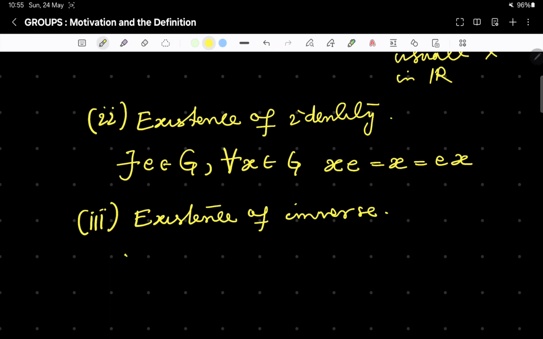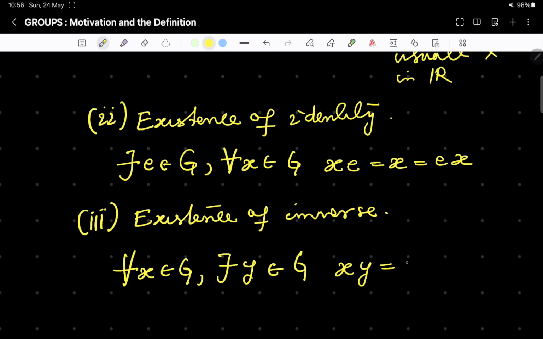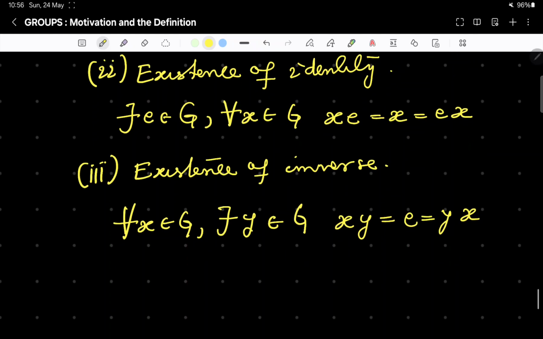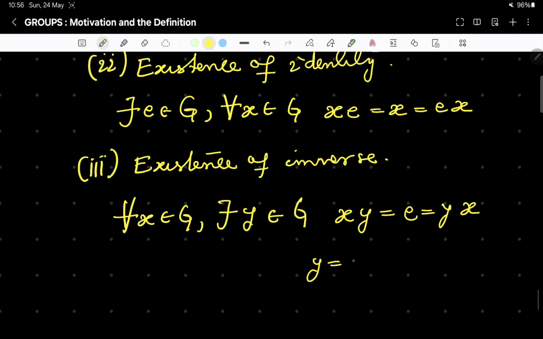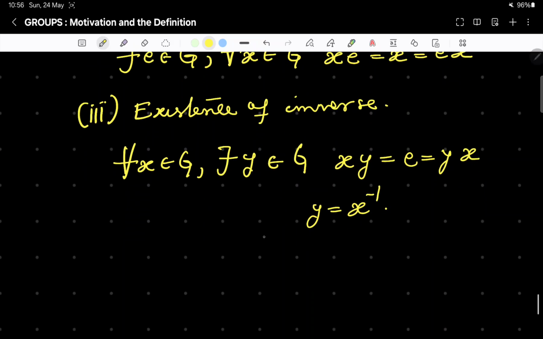Now, existence of inverse. That means for every x in G, there must be a y in G such that xy equals the identity, equal to yx. So sometimes people will call this y as x inverse. Okay, it's a notation. So if y is the inverse of x, then vice versa: x is the inverse of y.